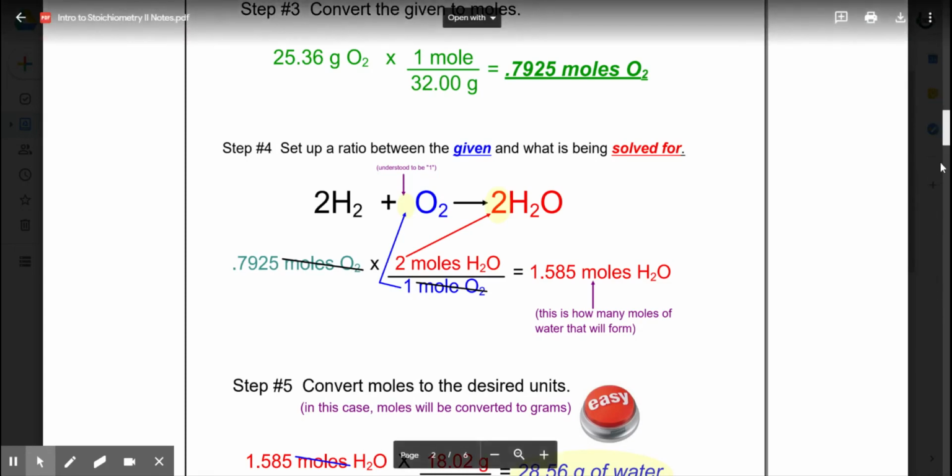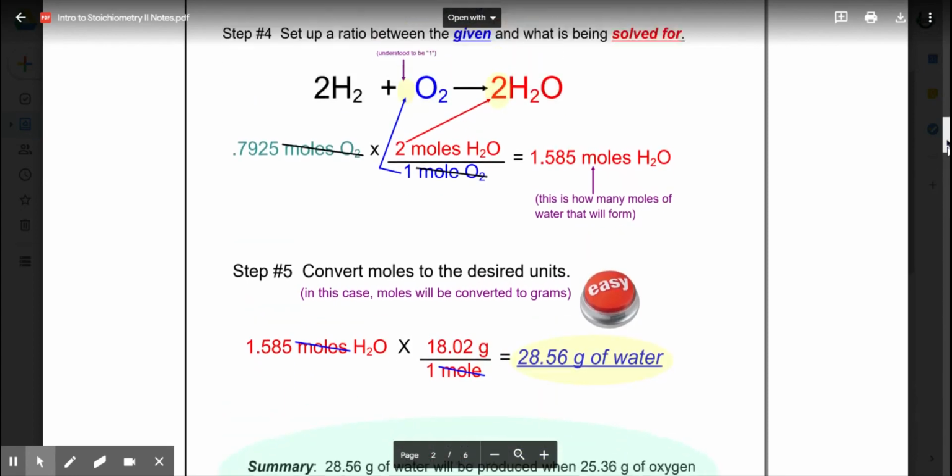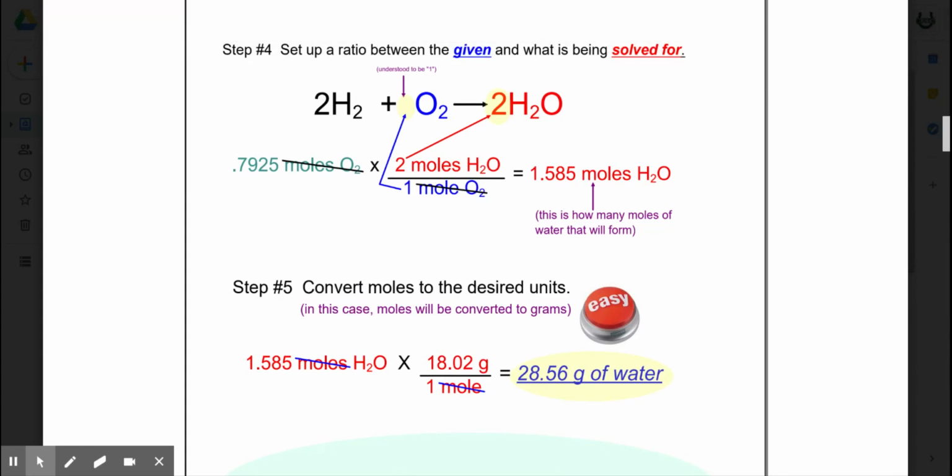This is nothing new. We did this previously in the course back in the early spring or late winter. And we simply are going to take 1.58 moles of water and we're going to convert that to grams. The molar mass of water is 18.02 grams. So the answer is 28.56 grams of water.